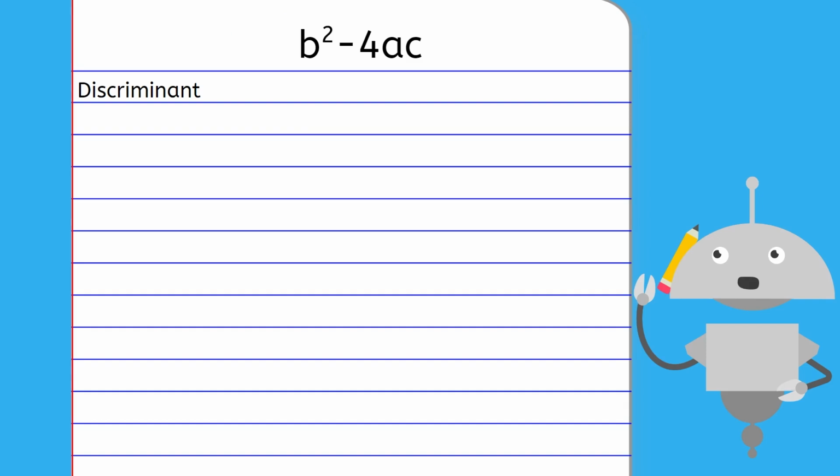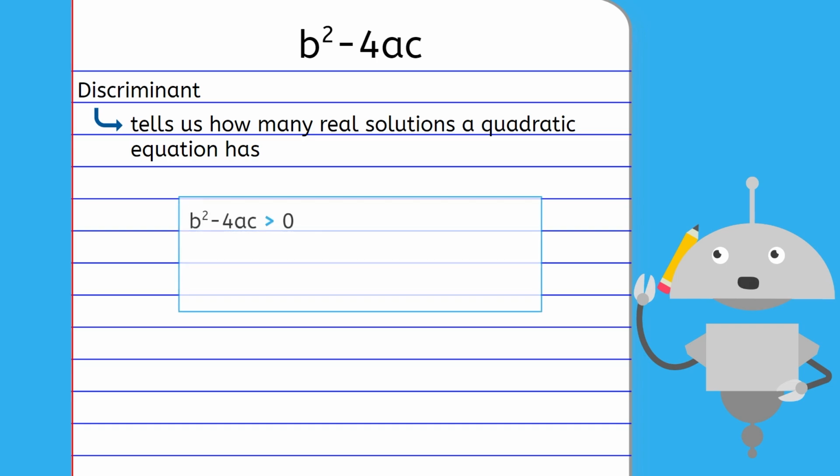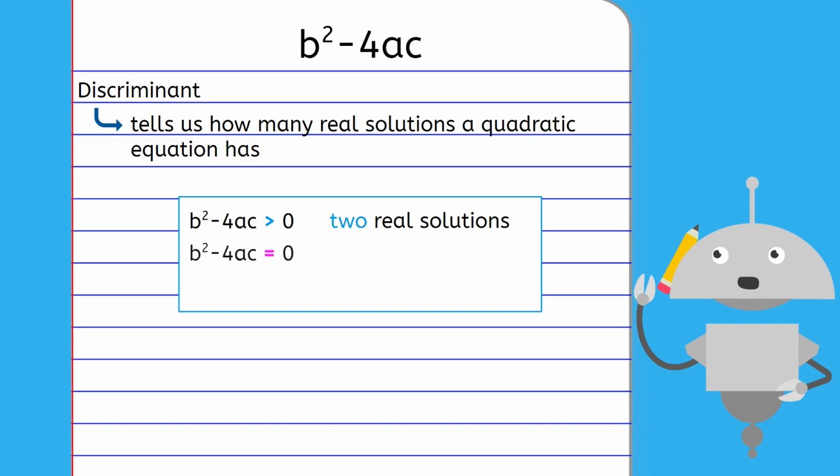Calculating the discriminant of quadratic equations helps us to know how many real solutions the equation has. If the discriminant is greater than 0, the equation will have two real solutions. If it's equal to 0, the equation will have one real solution, and if the discriminant is less than 0, the equation has no real solutions. We can use this information to decide how to solve the equation and check our work.